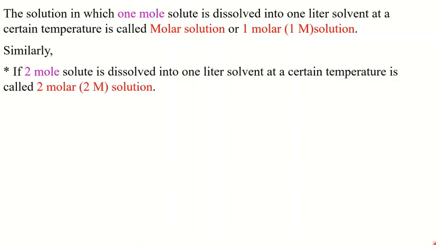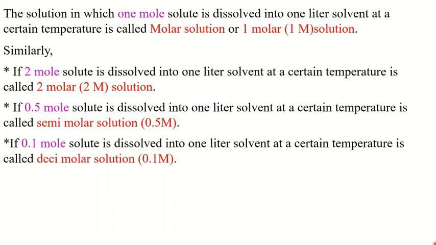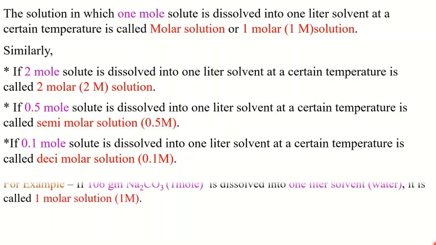In the same way, if 2 moles of solute are dissolved in 1 liter of solvent at a certain temperature, then the molarity of the solution is 2 and it is called a 2 molar solution. If 0.5 mole of solute is dissolved in 1 liter of solvent at a certain temperature, it is called a 0.5 molar solution or semi-molar solution. And if 0.1 mole of solute is dissolved in 1 liter of solvent at a certain temperature, then it is called a 0.1 molar solution or decimolar solution.